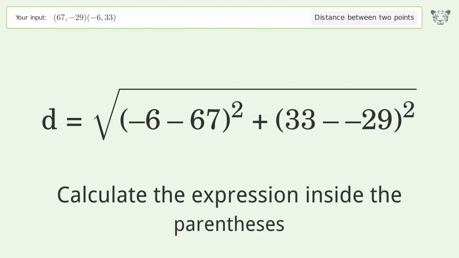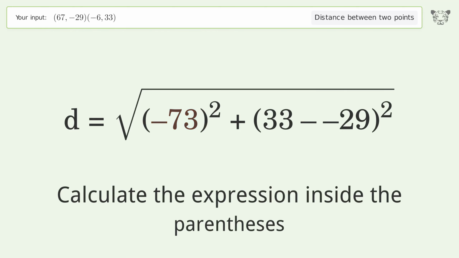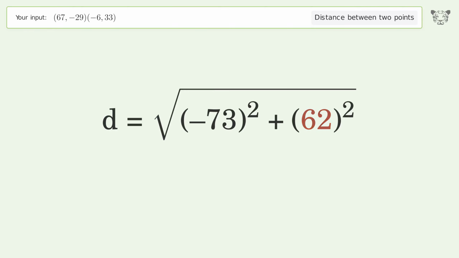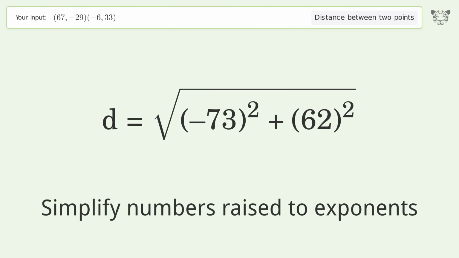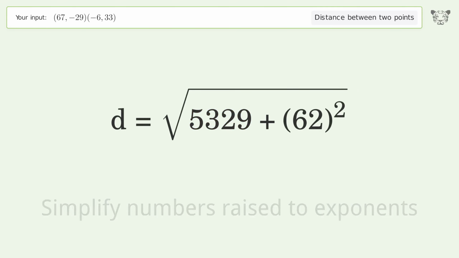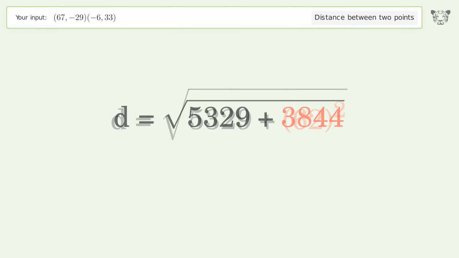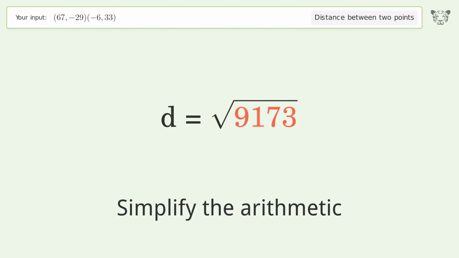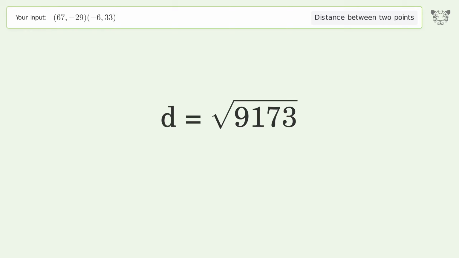Calculate the expression inside the parentheses. Simplify numbers raised to exponents. Simplify the arithmetic. And so the distance between the 2 points is the square root of 9173, or 95.776.